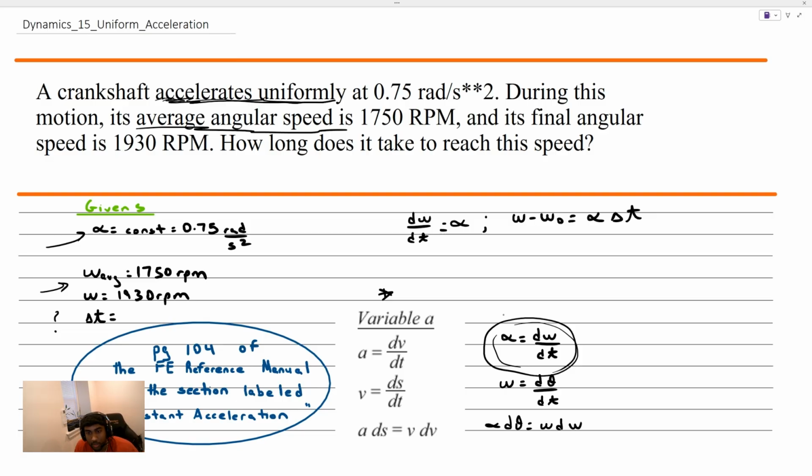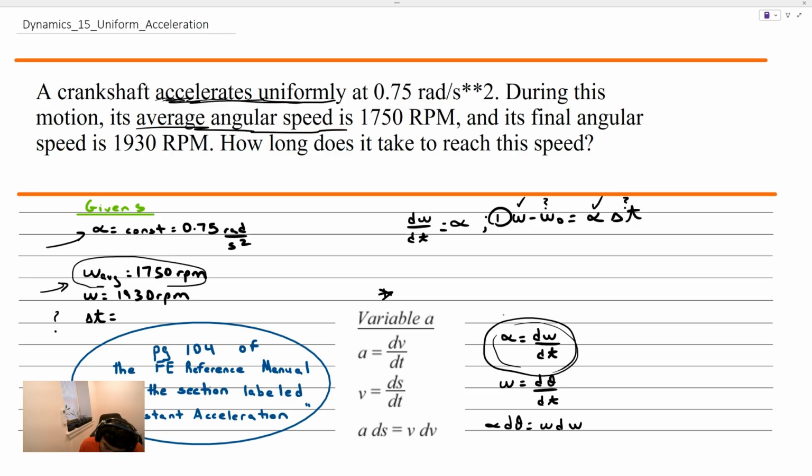Okay, so I have this first relation. This one I'm going to call equation 1. If I check off what I know and what I don't know, I know the alpha value. I know the final omega. I don't know the initial omega, and I don't know the time. What other information were we given that we're not utilizing yet?